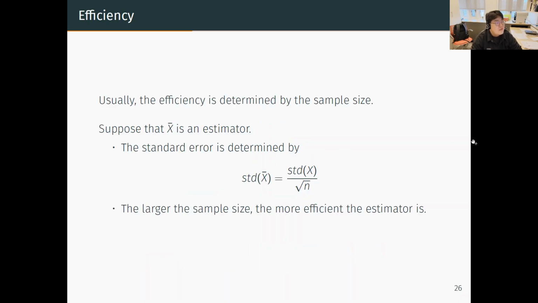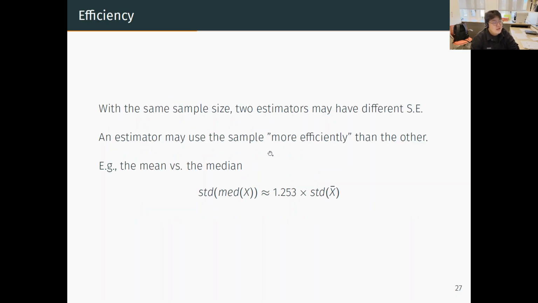Okay. Now let me explain a little more statistical intuition behind it, more theoretical statistical intuition. The reason why it is called efficiency is because the efficiency is determined by the sample size, right? So remember, standard deviation of x bar, the sample average, is calculated this way. Single outcome standard deviation divided by the square root of n, right? So the larger the sample size, the better your standard error is, the better your estimator's efficiency is, right? Your estimator is more efficient if you use more data, right?